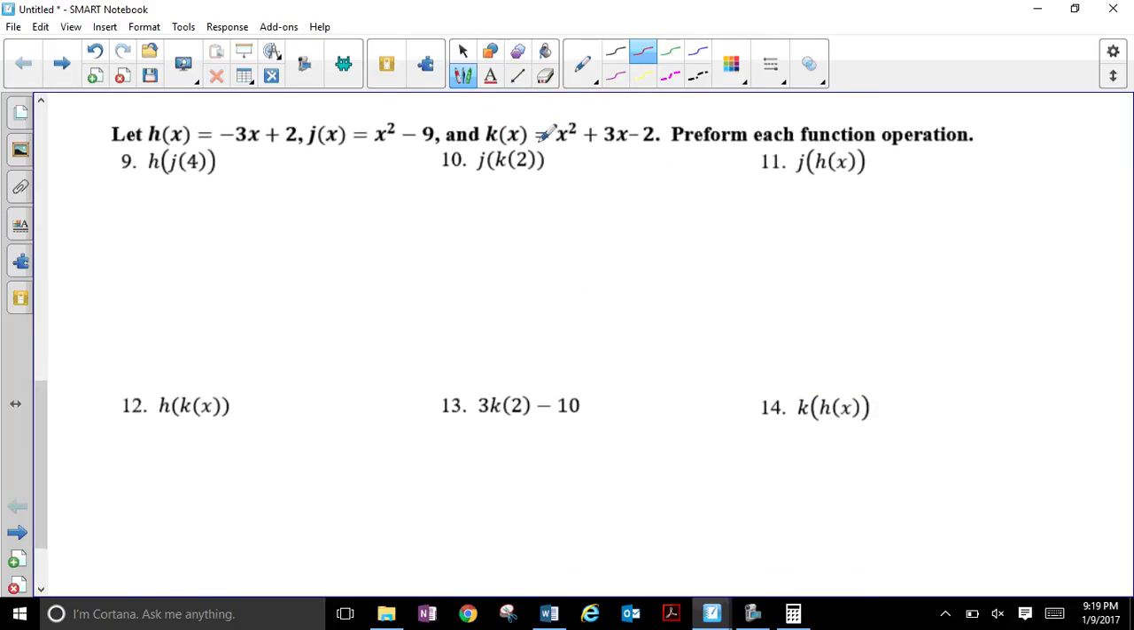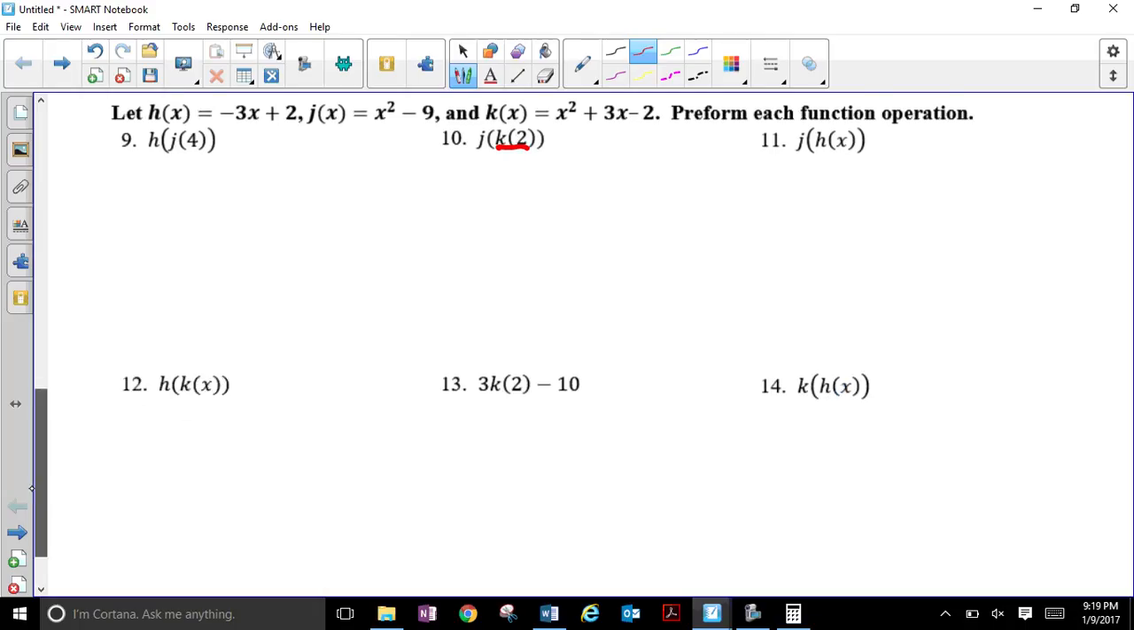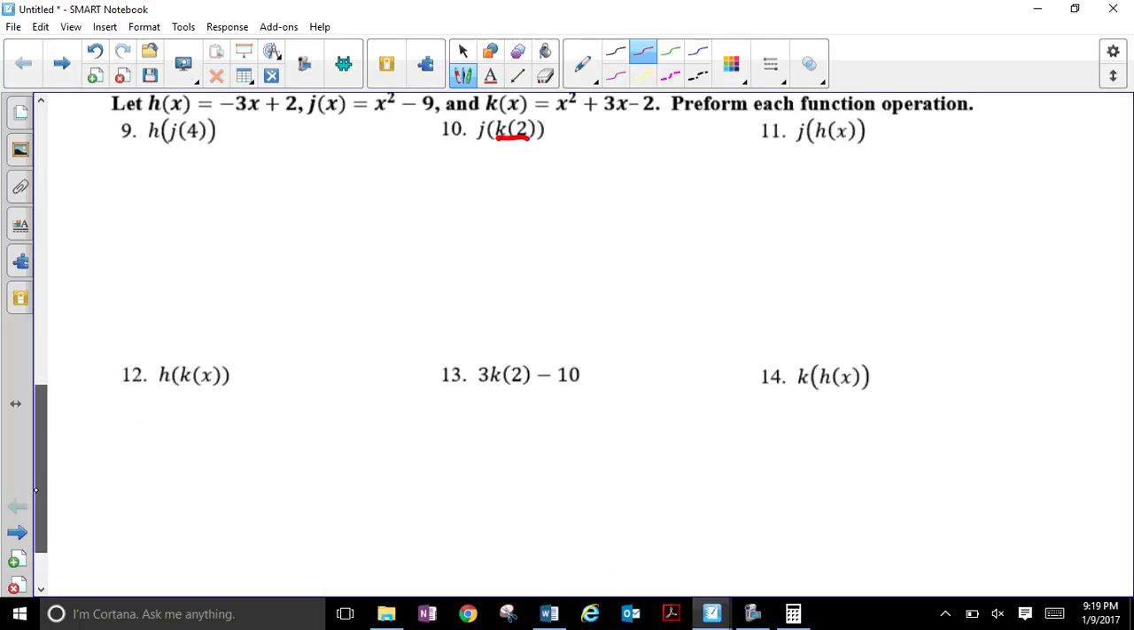These are just practicing your compositions. So for this one, you figure out what the k of 2 is, then take that number, because you're plugging in a number for x, and then take j of whatever that number is. And so that's on the answer key there. One of the ones that I want to make sure I go over was this h of x, this number 14. Because this one gets a little bit labor intensive because it's using a lot of your algebra skills.